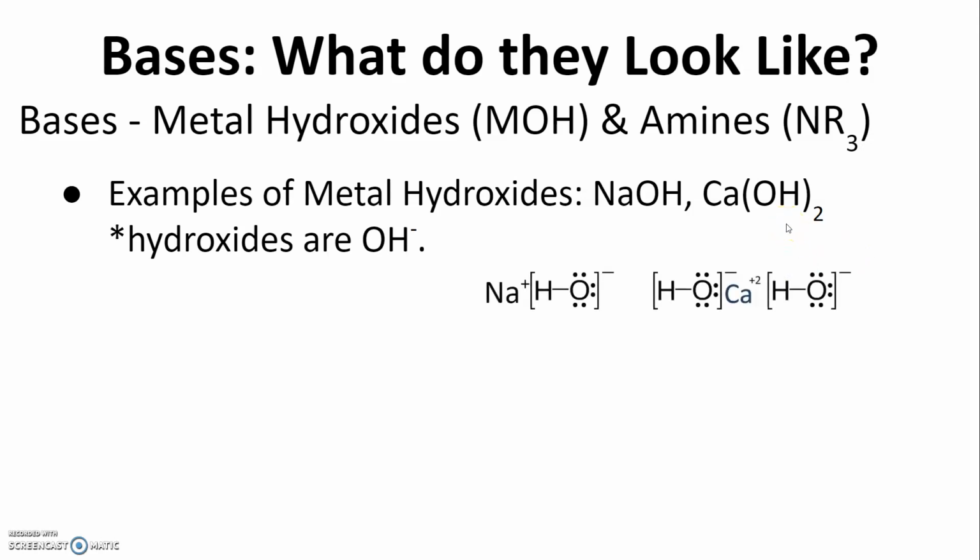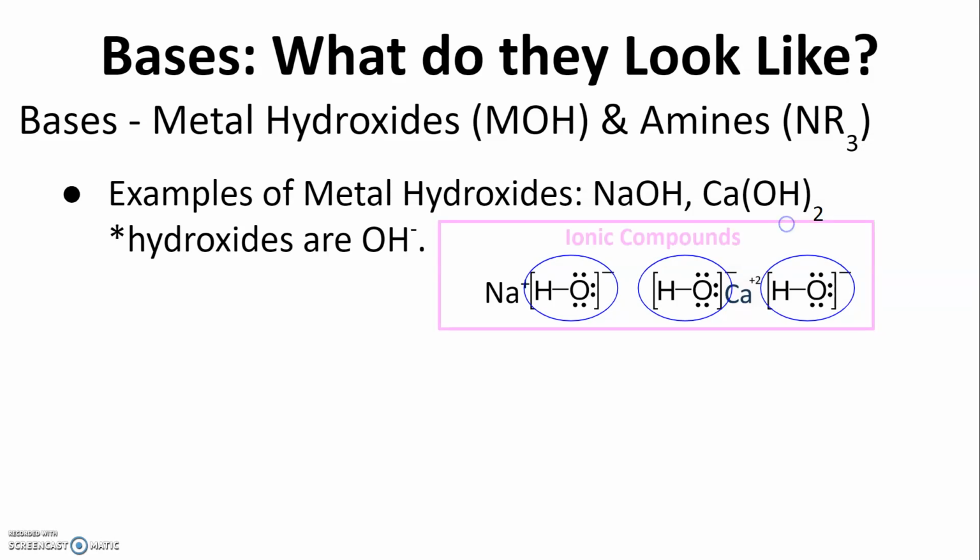And if you look at the structure, this is the Lewis dot structure of these compounds. These are actually ionic compounds. And you'll see here that the hydroxides are OH minuses on these compounds. Now, that's important because if bases release OH minus when they're dissolved in water, according to the Arrhenius definition, you can see where the OH minuses are coming from.